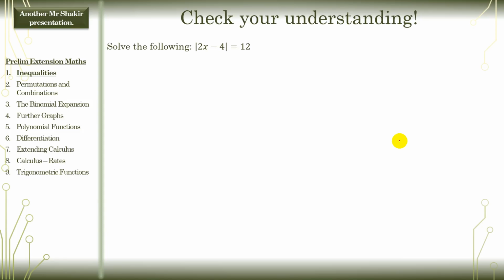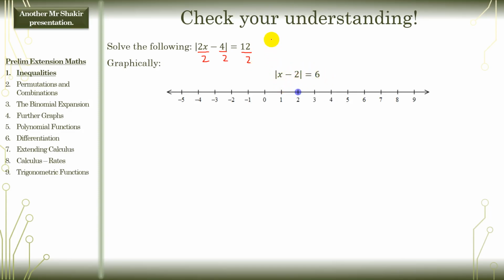Alright, I'm assuming you've paused the video and given it a go. Let's check your answer. First thing, we have to get rid of the 2, so divide everything by 2. We divide that by 2, we divide this by 2, we divide that by 2, and that will give us 2x divided by 2 is x, 4 divided by 2 is 2, 12 divided by 2 is 6. Now we know the distance of x from 2 is 6 units.